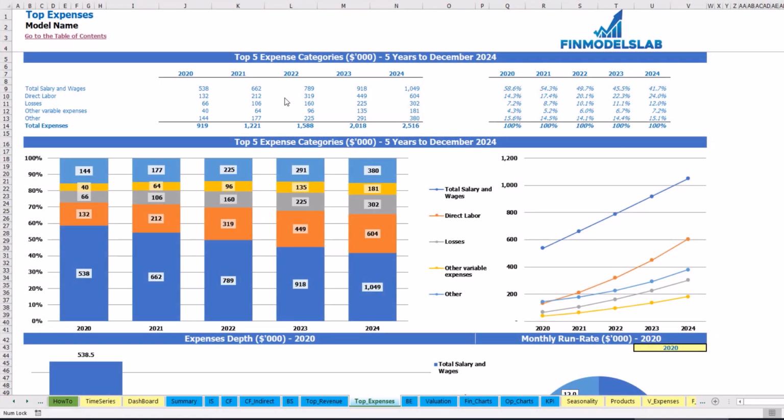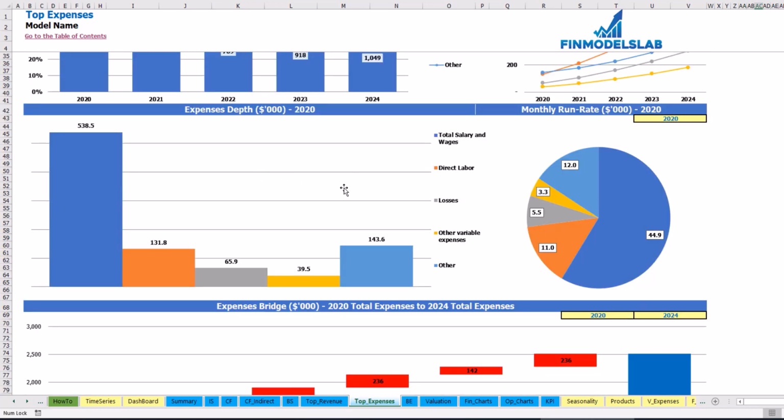On the top expenses tab, you may find the breakdown of the top 4 expense categories and all other expenses collapsed into the other category. You may see the breakdown of absolute values by years with the total below, and also to the right you may see the percentage breakdown of these expenses. The same information you may see on the charts below, which show the percentage breakdown and the absolute values breakdown. On the couple of charts below you may find expenses depth and monthly run rate for the selected year.